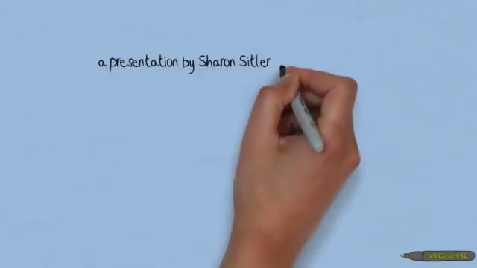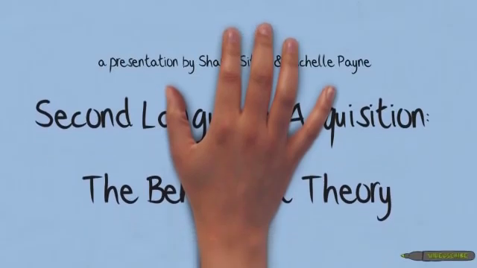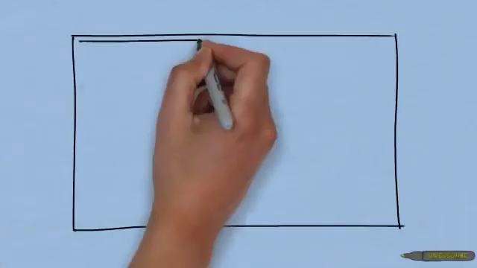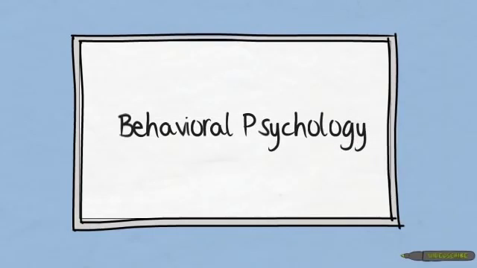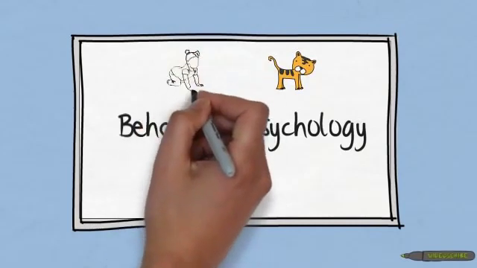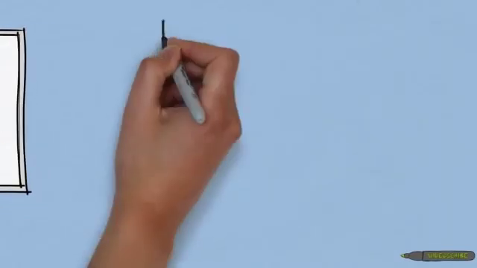Going to talk a little bit about the behaviorist theory of second language acquisition. And first, in order to understand this theory, we have to take a little detour and check out the underlying theory, which originally didn't have much to do with language at all. I'm talking about behavioral psychology, the idea that all actions, whether by man or animal, are all learned behaviors and can be learned and unlearned.